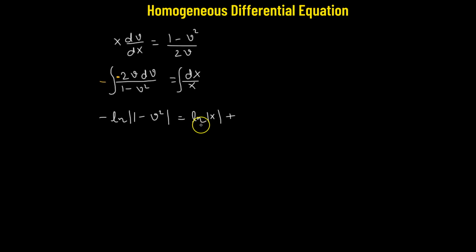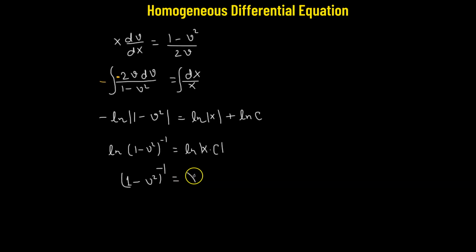Since everything is in terms of logarithms, we'll take natural log of c. Now, this can also be written as natural log of 1 minus v squared raised to the power of negative 1 equals natural log of x times c. All we've done is use the property of logarithms. Now we can get rid of the logarithm from both sides. So this will be 1 minus v squared raised to the power of negative 1 equals x times c, or simply 1 minus v squared equals 1 over x times c.